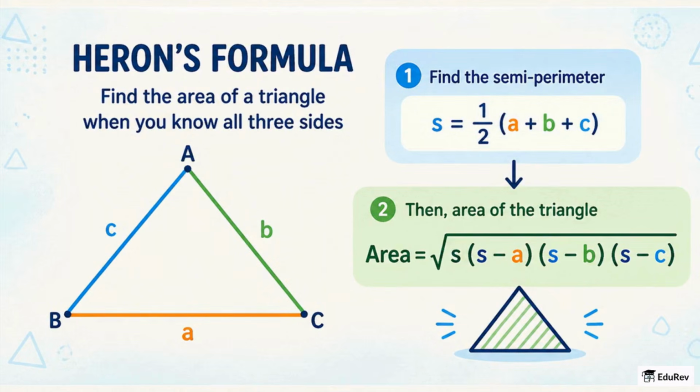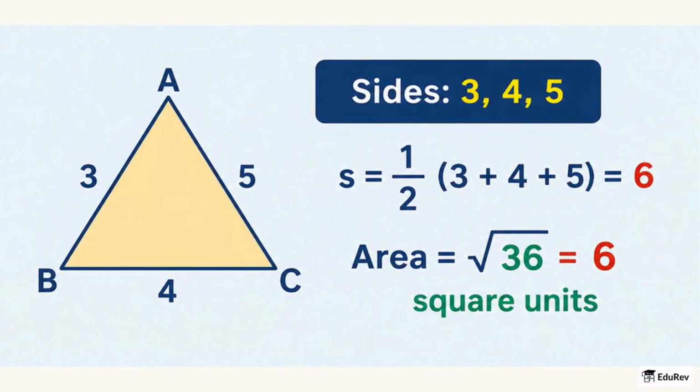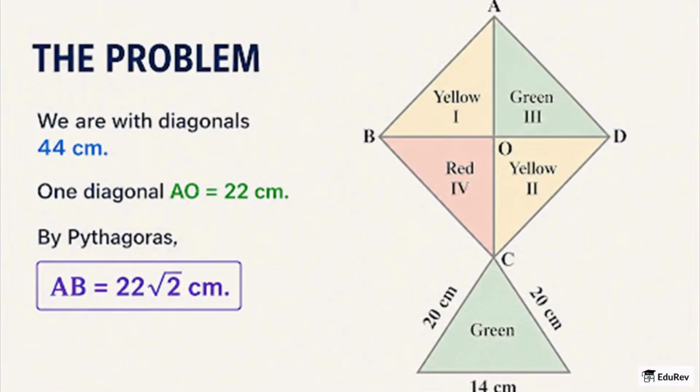First compute S equal to 1/2 times (A plus B plus C). Then area equals square root of S times (S minus A) times (S minus B) times (S minus C). For a 3, 4, 5 triangle, S is 6 and area is square root of 36, which is 6 square units. Here is the kite problem.